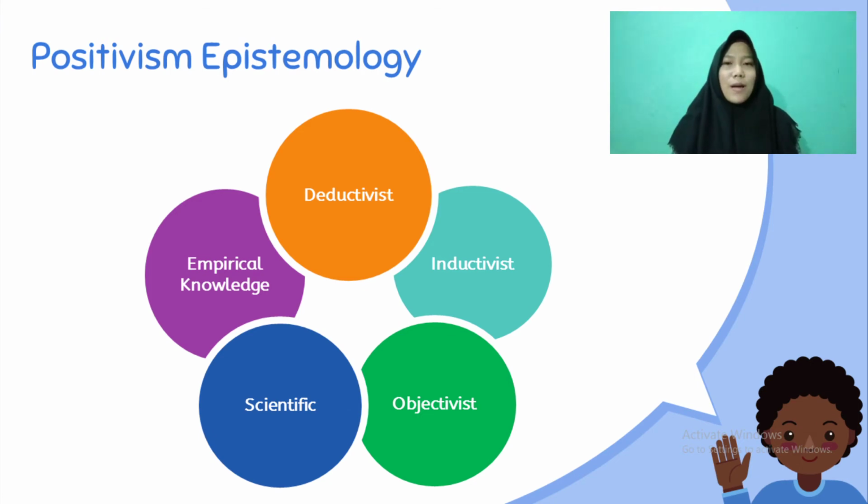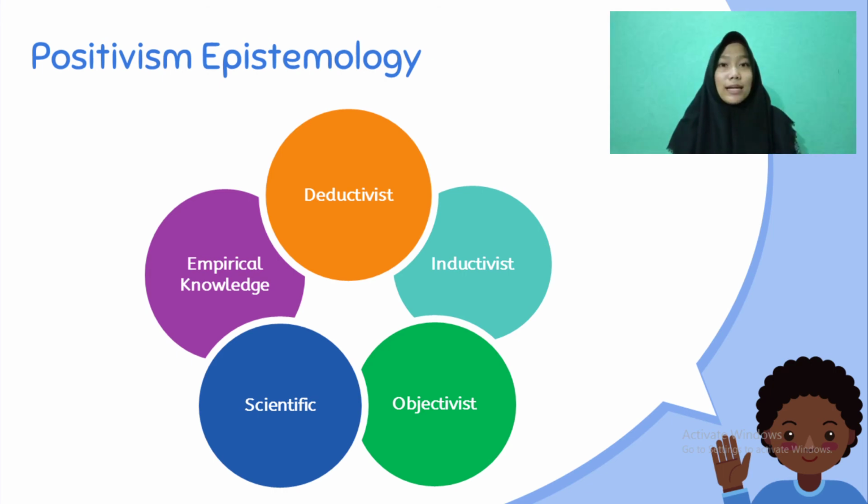everything about knowledge should be measurable and observable. Deductivist means that we are testing the knowledge of theories. Inductivist means that we are building the theory of knowledge. The next is objective. Objective means that as a researcher, we do not push our subjective view of the world, but we need to establish an objective view of the world.